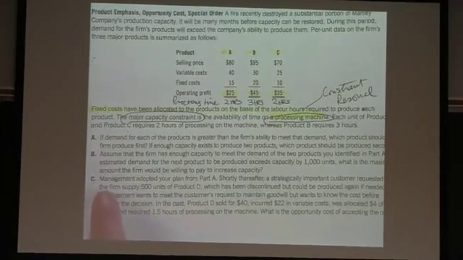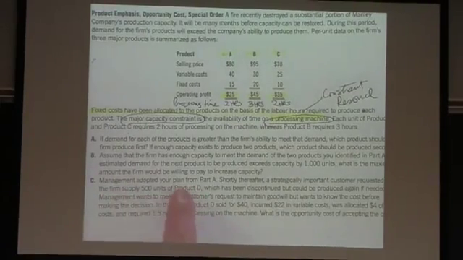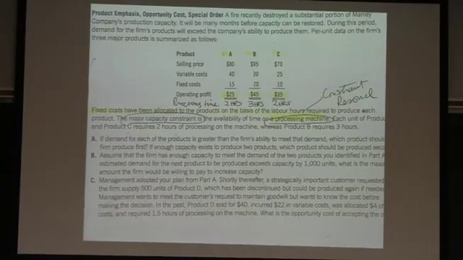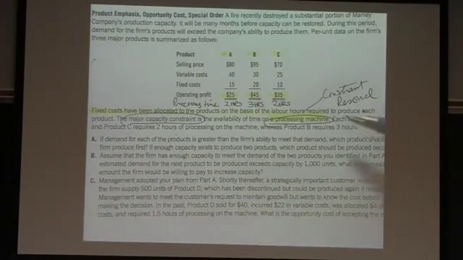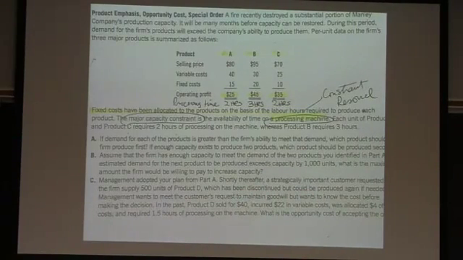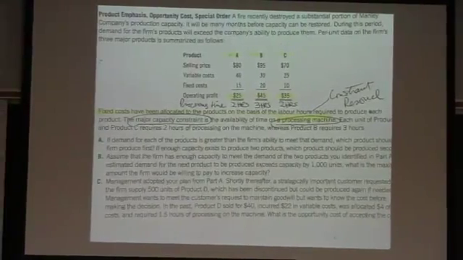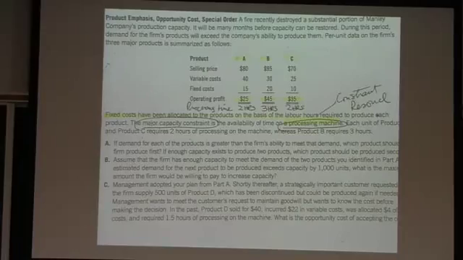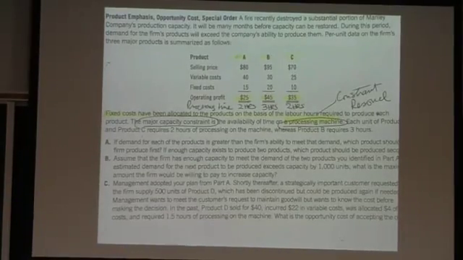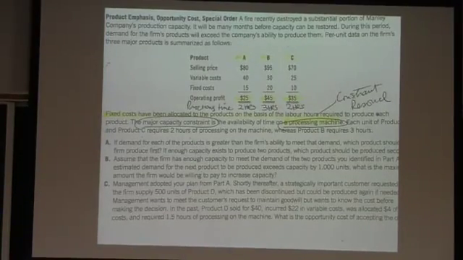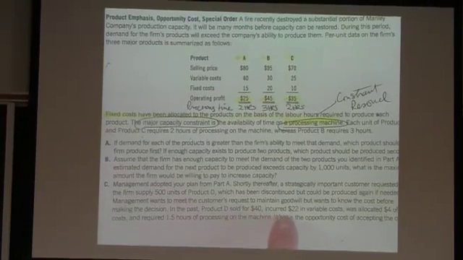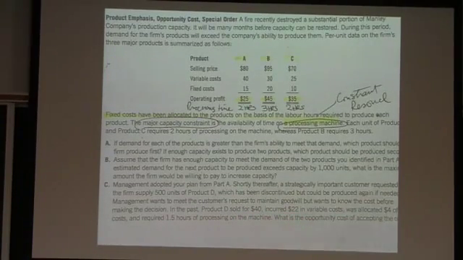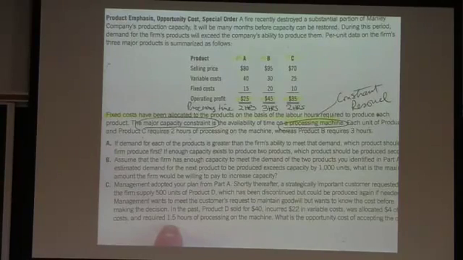Part C says management adopts your plan in Part A, so whatever sequencing we decided in Part A. Shortly thereafter, a strategically important customer requested the firm supply 500 of product D, a new product which has been discontinued but could be produced again if needed. Management wants to meet the customer's demand to maintain goodwill but wants to know the cost before making that decision. So this is your special order.